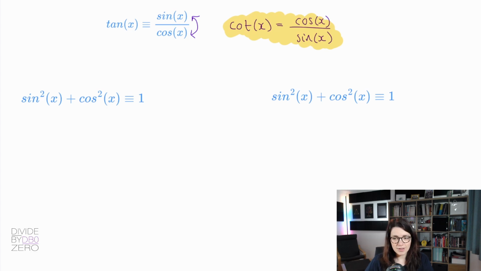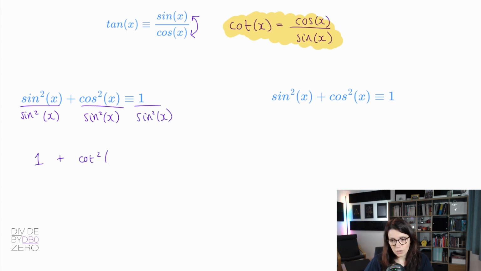Next, we know that sin squared x plus cos squared x equals 1. So if we divide that identity through by sin squared x, we're going to derive another identity. And that identity is 1 plus cot squared x equals cosec squared x. And again, that's a new identity that you can either memorize or learn how to derive.